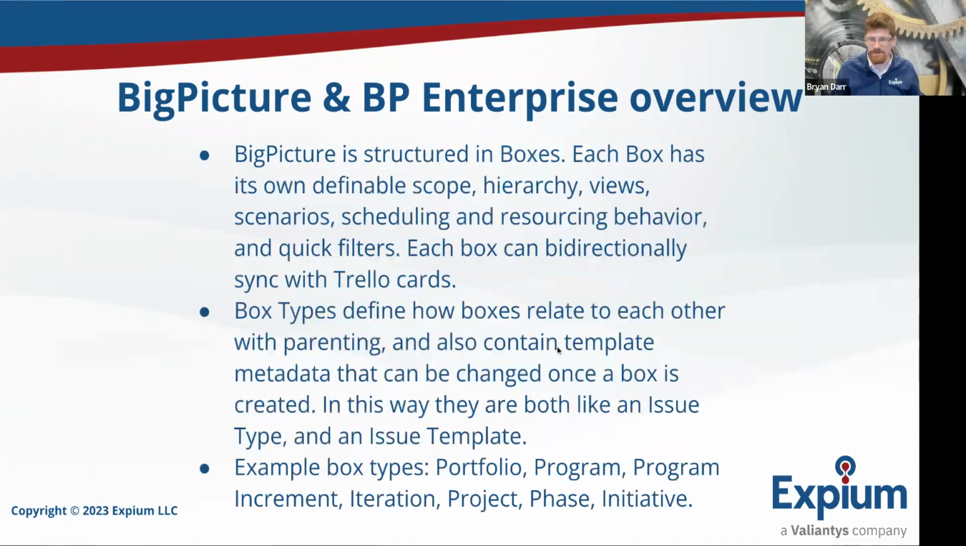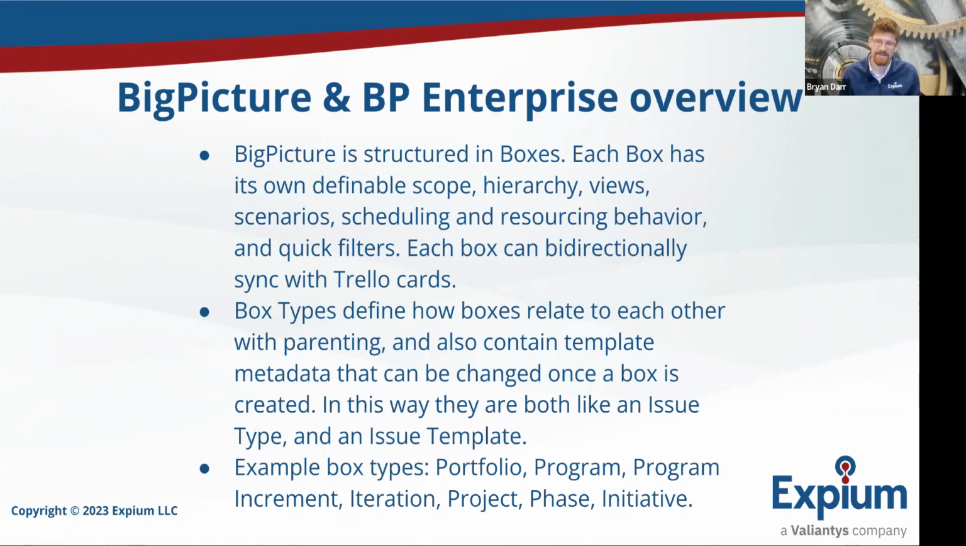So let's talk about the structure. Big picture is structured in boxes. Structure was structured in structures. It's a lot of words. And advanced roadmaps was structured in plans. But in big picture, it's a box. And each box has its own definable scope, its own definable hierarchy, views, scenarios, and scheduling and resource behavior, and quick filters. And each box can bidirectionally sync with Trello cards too.